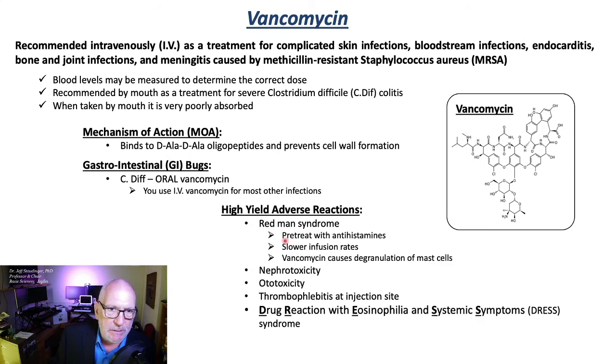High-yield adverse reactions include so-called red man syndrome. In order to avoid that, you can pre-treat with antihistamines. Slower infusion rates also help. It turns out vancomycin causes the degranulation of mast cells. Other high-yield adverse reactions for vancomycin include nephrotoxicity, ototoxicity, thrombophlebitis at the injection site, and so-called DRESS syndrome, which stands for drug reaction with eosinophilia and systemic symptoms.